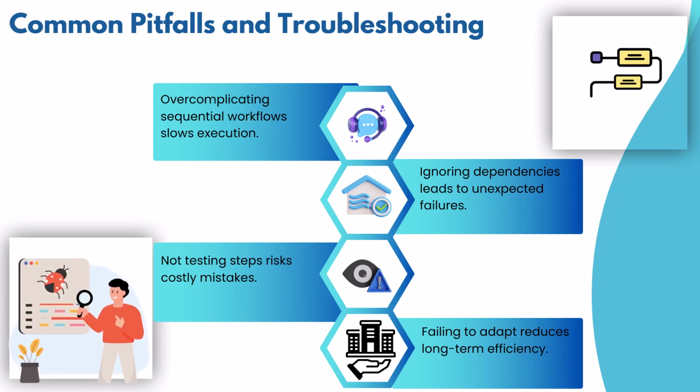Pitfalls like stepping on Lego bricks. First mistake: overcomplicating things. If your process is harder than solving a Rubik's Cube blindfolded, simplify. Ignoring dependencies. That's like baking a cake without checking if you have eggs. Testing is a must, because fixing mistakes later is never fun. And adapt. Just because something worked once doesn't mean it's perfect forever.